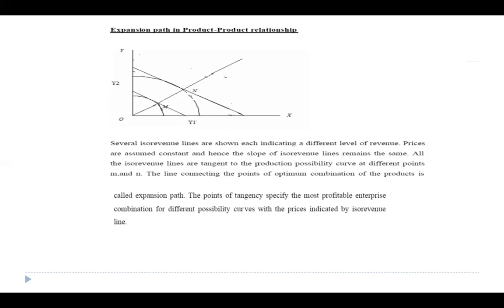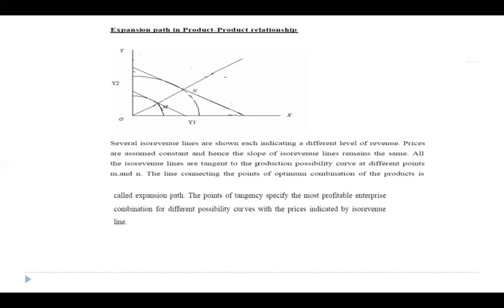Several iso revenue lines are shown, each indicating different level of revenue. Prices are assumed constant and hence the slope of iso revenue line remains the same. All the iso revenue lines are tangent to production possibility curve at different points M and N. See the points M and N. The line connecting the points of optimum combinations of product is called expansion path. Underline this point. The point of tangency specifies the most profitable enterprise combination of different production possibility curves with the price indicated by iso revenue line.